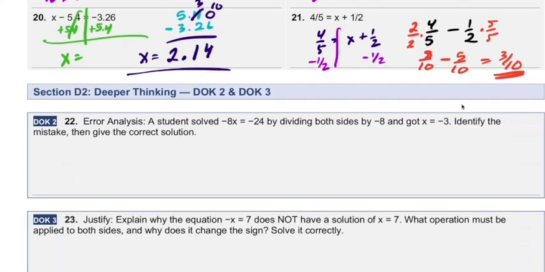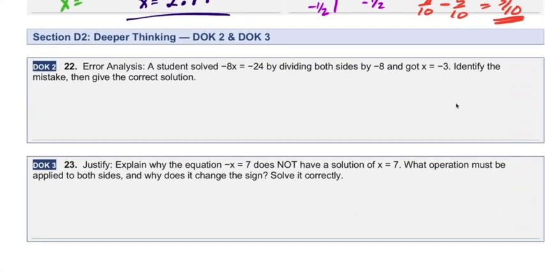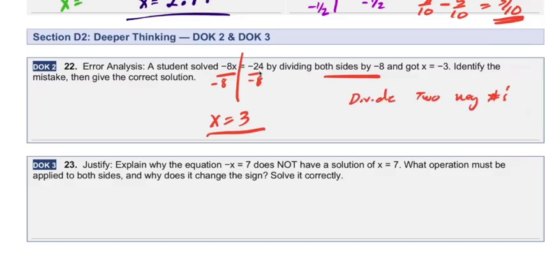Let's move on. Ooh, a little DOK, deeper thinking here. Error analysis. The student solved negative 8x equals negative 24 by dividing both sides by negative 8 and got x equals negative 3. Find the mistake and give the correct solution. They did the right step. Dividing by negative 8 is correct. What they messed up is here, in negative 24 divided by negative 8. Unlike adding and subtracting, when you're dividing, two negatives make a positive. So I should have got 3. So the mistake was, when you divide two negative numbers, you get a positive number.